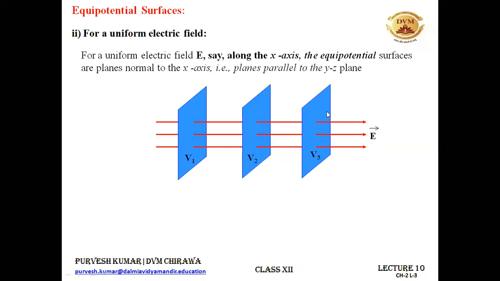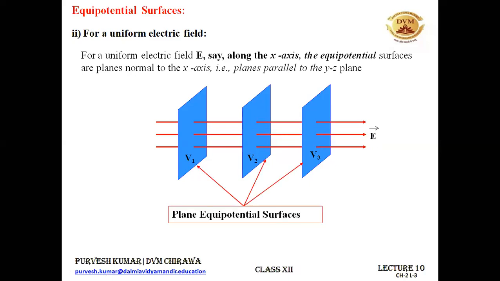Similarly, on these points, the potential is V3. So these are the plane equipotential surfaces. If someone asks you what is the shape of an equipotential surface in the case of a uniform electric field, you need to tell them that it is the planes which are perpendicular to the direction of the electric field. Okay, so these are the cases.